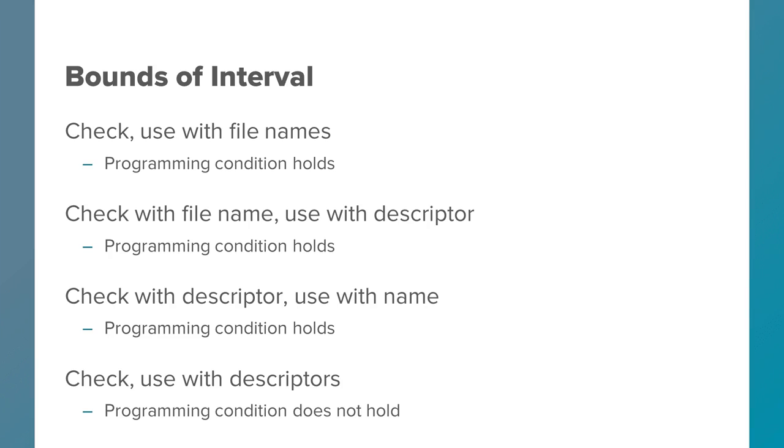Same is true if you do the check with the descriptor and then using the name you act. Because again, I can change what the name is bound to so it's no longer bound to the thing the descriptor points to. The last one is where I do both the check and the use with the same descriptor. In that case, there's no way to switch the binding of the descriptors because you'd have to close the file and open it, and the program has the file open, so unless it's badly programmed, it's not going to be closed. So in that case, the programming condition does not hold. That's the safest one.